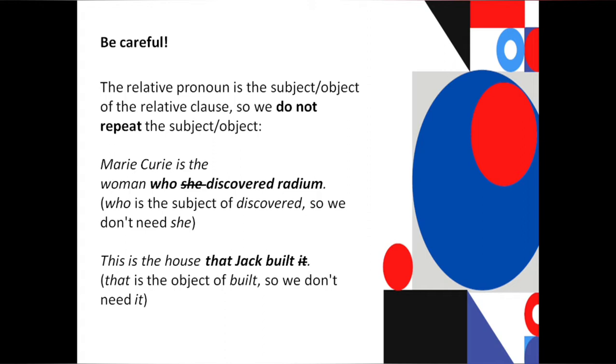And we have here the second example. This is the house that Jack built. So this is the house that Jack built it. No, I don't need to repeat my subject. It's wrong. I already know I'm talking about a house. That Jack built. Jack built a house. I don't need to repeat my subject here. Guys, be careful with this.